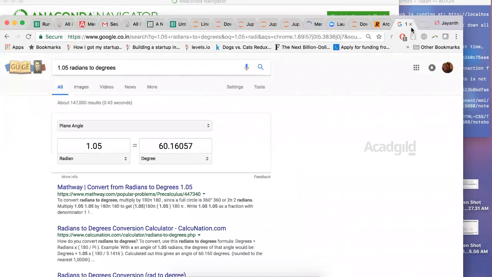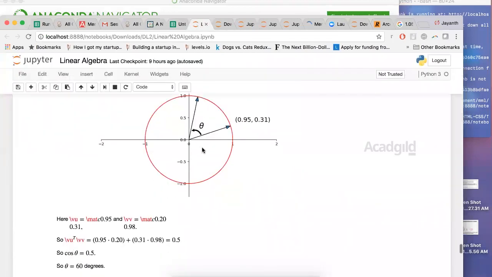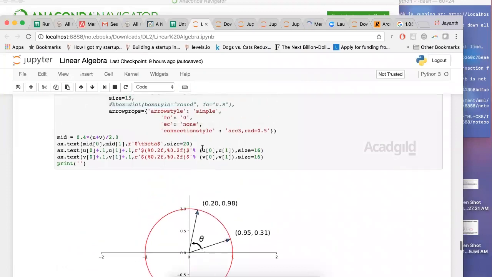Oh, so Excel is useful. So it turns out, in fact, arc cos of 0.4938 gave the answer in radians. You have to multiply by 60 to get degrees. So the value is roughly 60 degrees. So, yeah, the unit vector is just the basic formula, right?